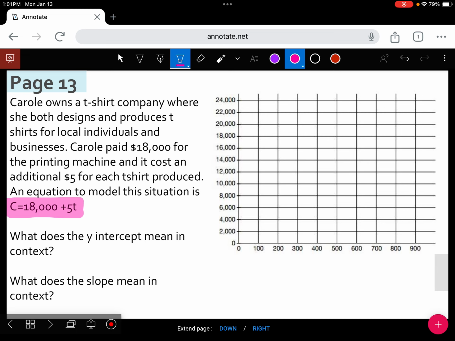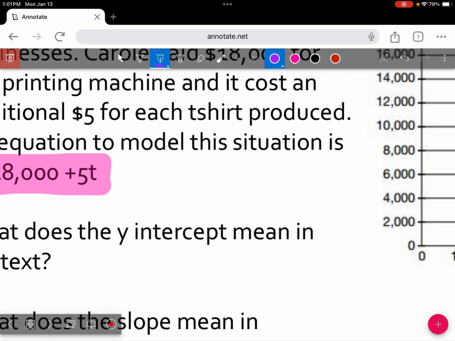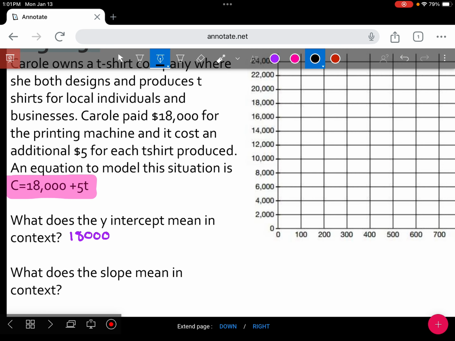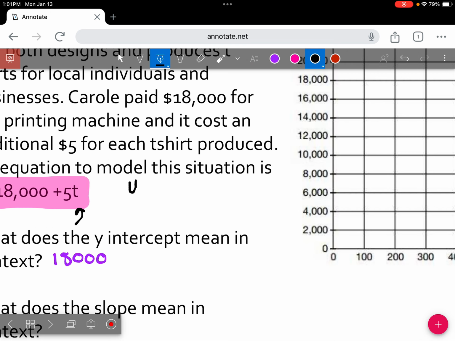So, first question I have is, what is the y-intercept? 18,000 is our y-intercept. How do we know that that's our y-intercept in the equation? It's how much you paid for the machine. What kind of function is this? What's it going to look like? It's a line. This is linear. So this is very much following that y equals mx plus b situation.